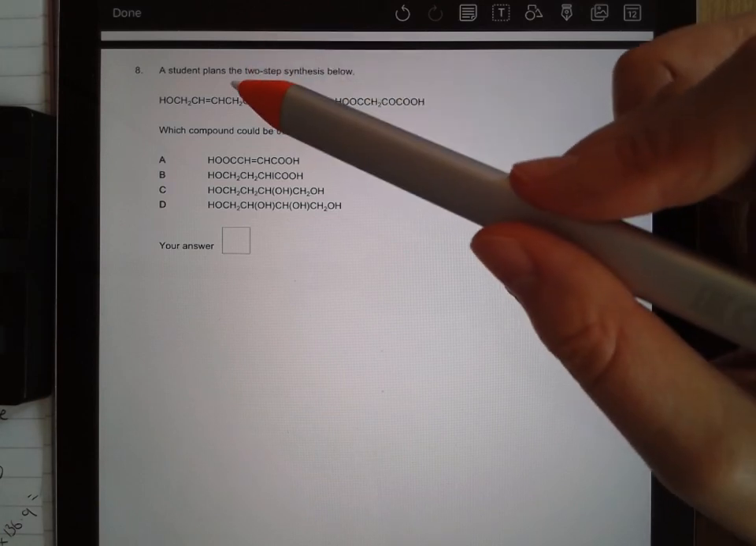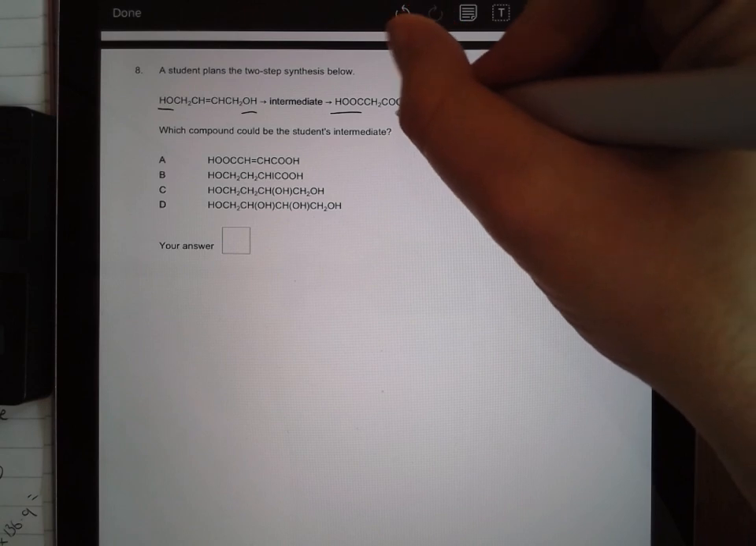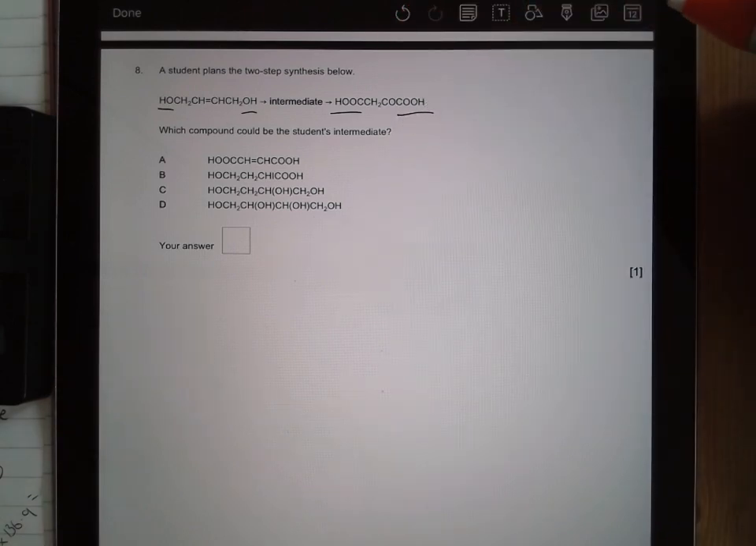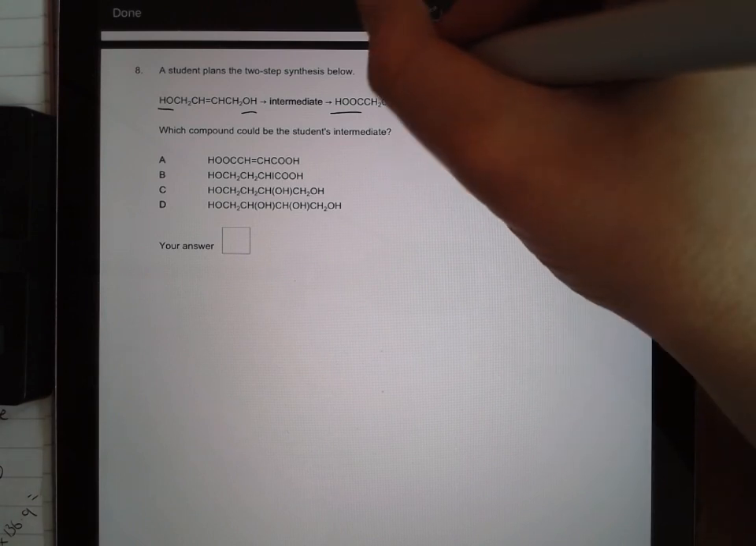I'm also going to do 8. So you're starting off with your starting reagent. You see you've got primary alcohols here on each end, and you're converting those to carboxylic acid, so you're obviously just oxidizing them. But in the middle, you've got an alkene, and then over here, you have got a ketone.